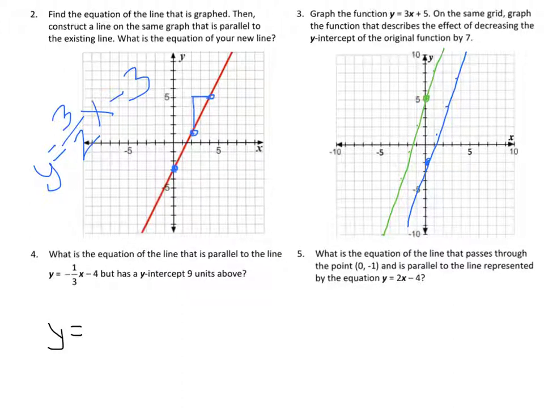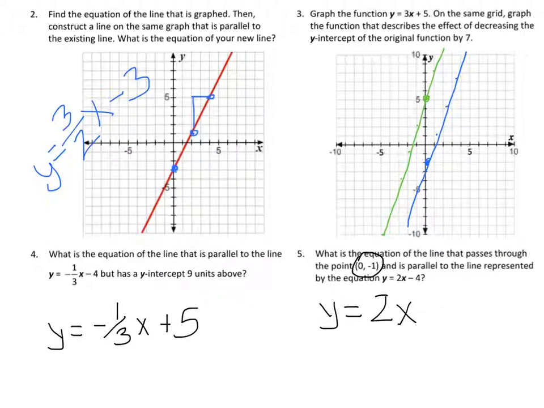For question 4, to write the equation of a line that's parallel to the one shown here, y equals negative 1/3 x. To be parallel, it has to have the same slope, so negative 1/3. But instead of a y-intercept at 4, the y-intercept would be 9 units above. So adding 9 to negative 4 would make the intercept at positive 5. For question 5, using a similar equation, the slope of this line would stay the same, 2x. But instead of a y-intercept at negative 4, the point here shows where x equals 0, y equals negative 1. So this is a different y-intercept.